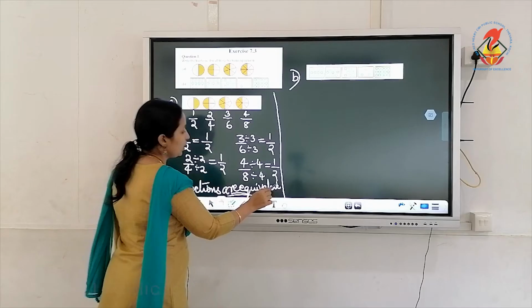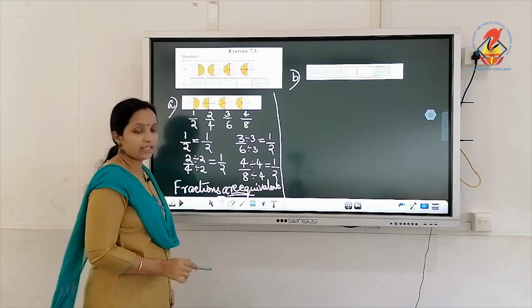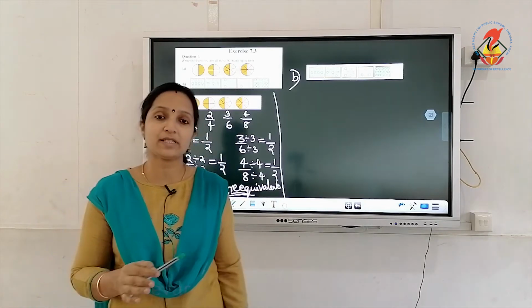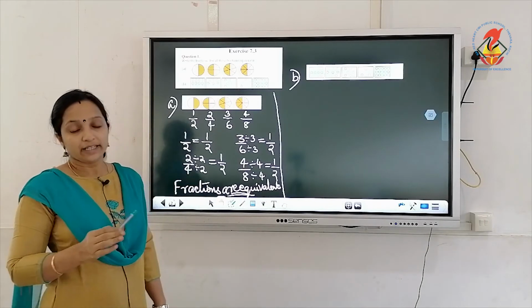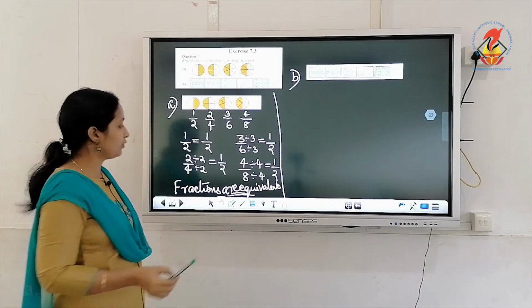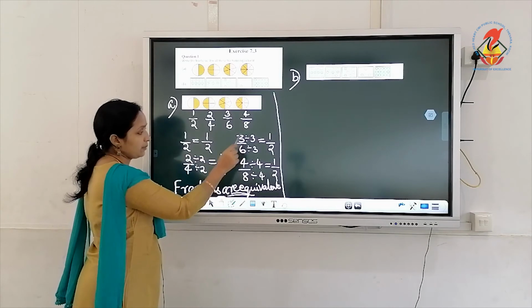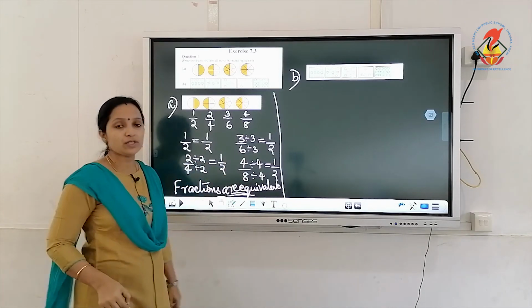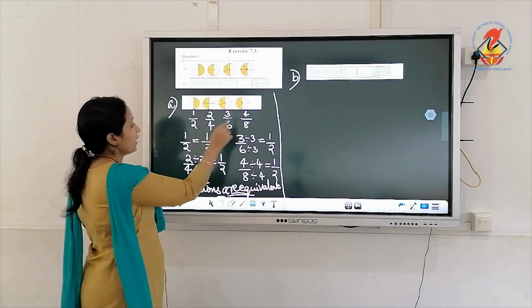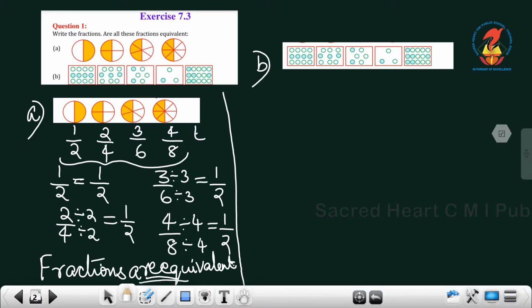You find the lowest term of the fraction. We already studied that equivalent fractions mean fractions representing the same value. Even if they look different, they represent the same value. So for finding that, you find the lowest term. So we get all the answers as 1 by 2. So what you can say here, these are equivalent fractions. Now move to the second question.